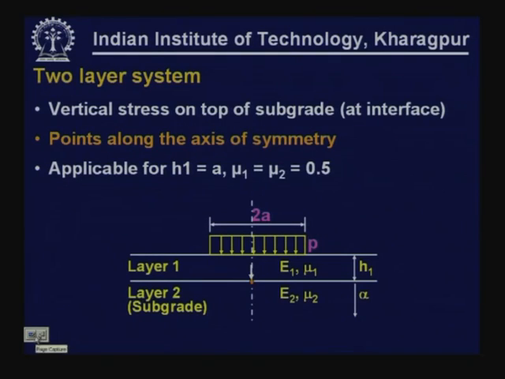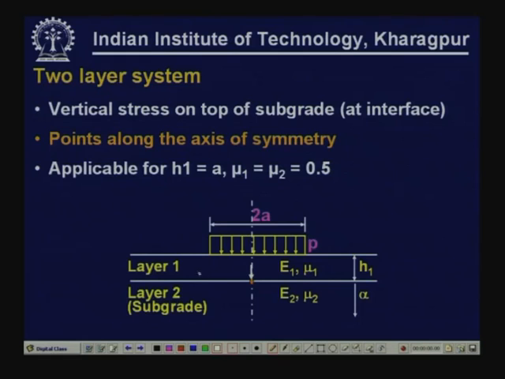So, a two layer system is represented by two layers, the pavement and the subgrade, defined by the thickness of the pavement. The bottom one has infinite thickness. The inputs are the modulus values of the two layers and the Poisson's ratio values of the two layers, and in terms of loading, the contact pressure and the radius of the load contact area. This is a point at which we can analyze the pavement for vertical stress.